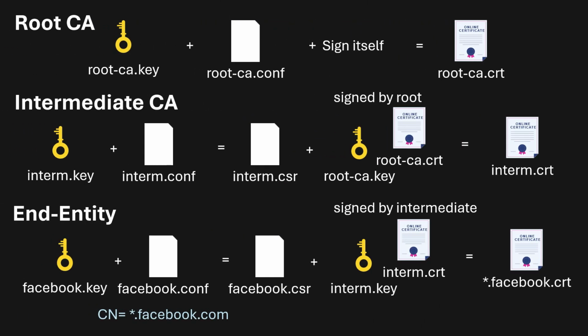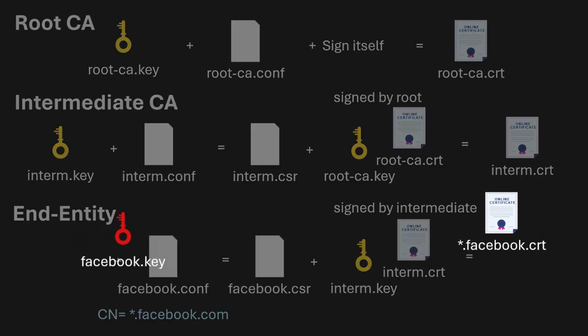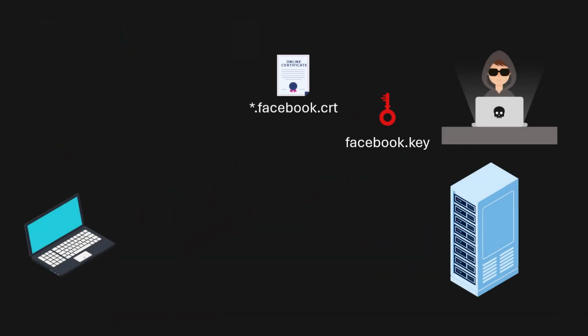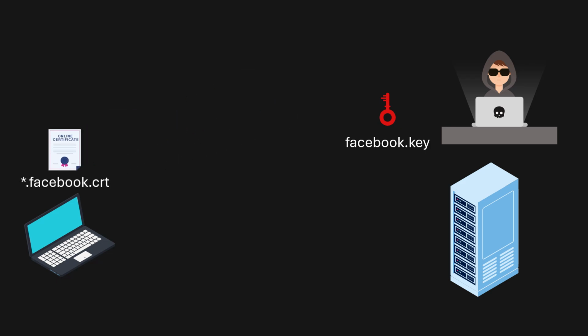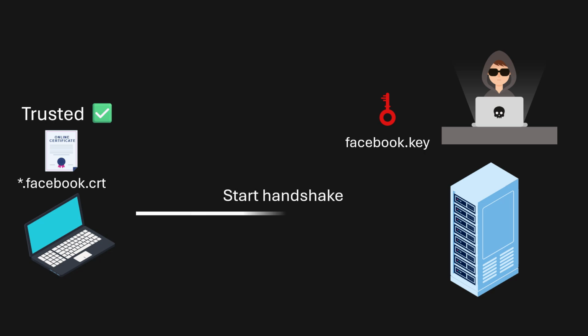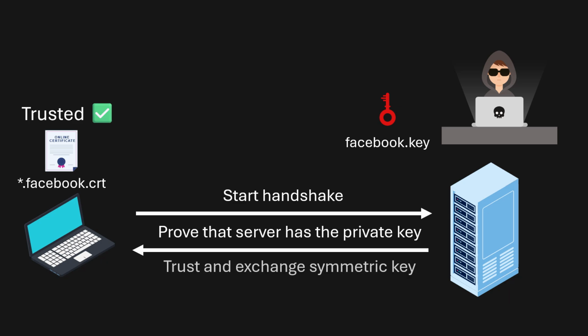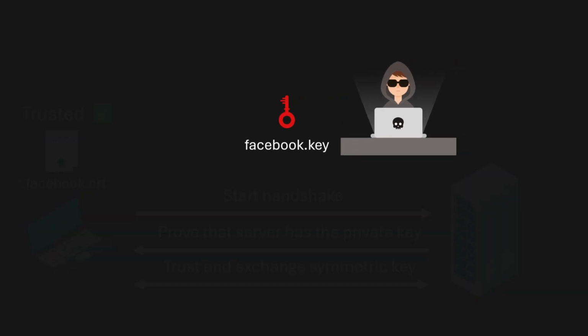Now, let's think about this from an attacker's perspective, because that's where the real value of this chain becomes clear. Say an attacker managed to steal Facebook's private key. That sounds catastrophic, and it is, but the damage is actually contained. With Facebook's private key, the attacker can impersonate Facebook.com. They can present Facebook's legitimate certificate and use the stolen keys to complete the handshake convincingly. Your browser sees a valid certificate, a valid signature, and trusts the connection completely, at least until the certificate is revoked. But that's where it stops.